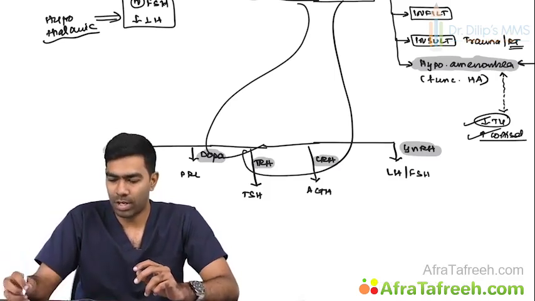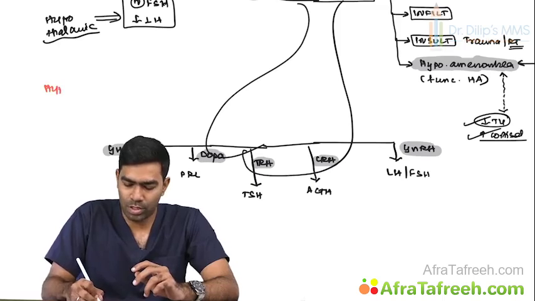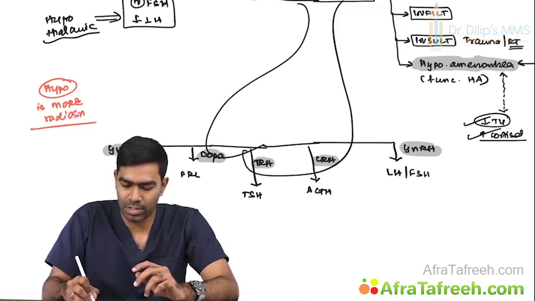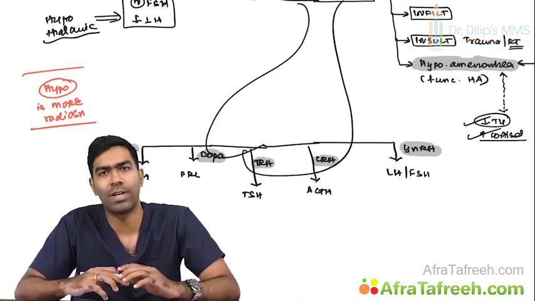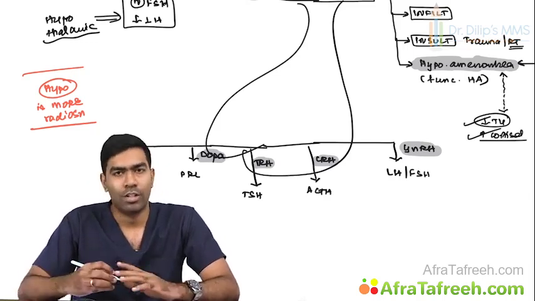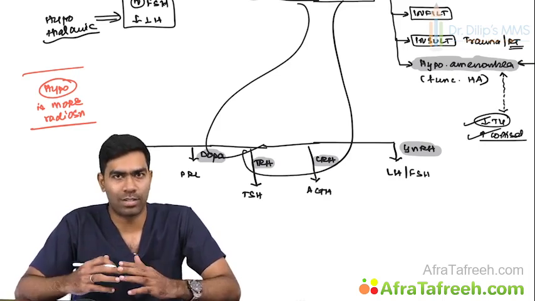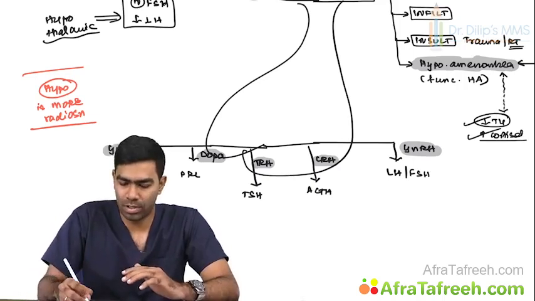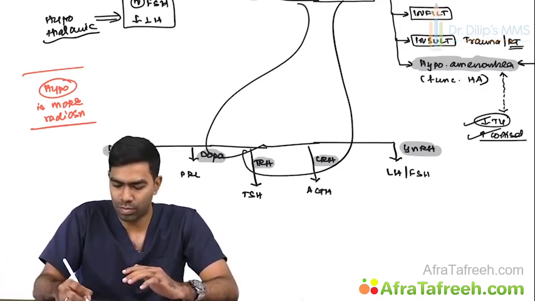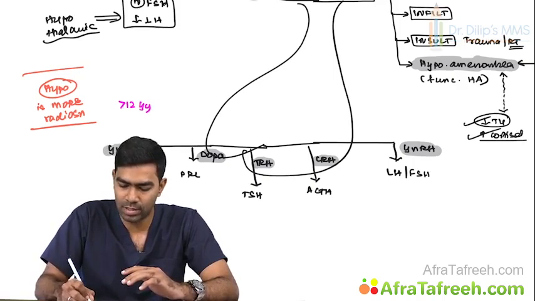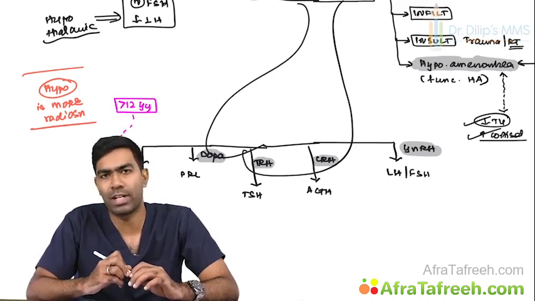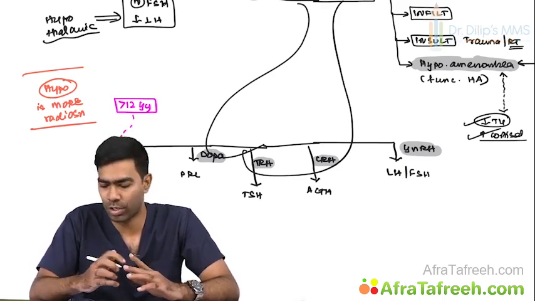Clear? So remember, as I told you, it's a very important point to know that the hypothalamus is more radiosensitive compared to the pituitary. Which means whenever the hypothalamus is affected, surely the pituitary also will be affected. That's the idea. So what are the radiation doses that can affect each different type of hormone? For example, you need a radiation dose of more than 12 Gy to affect the growth hormone production by affecting the growth hormone releasing hormone production.